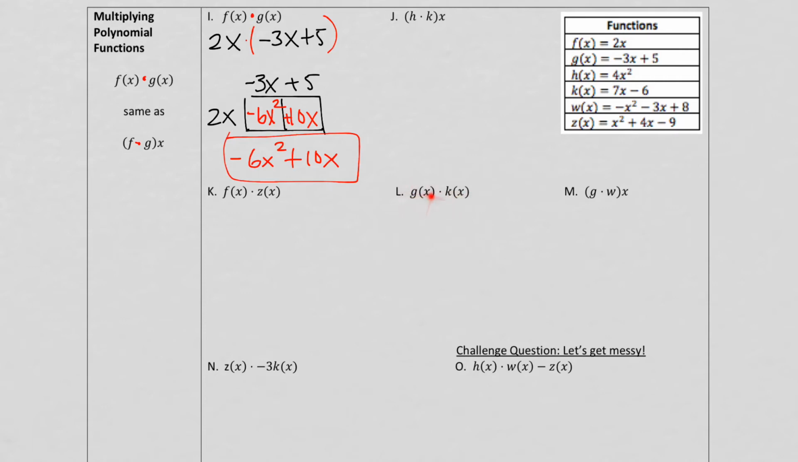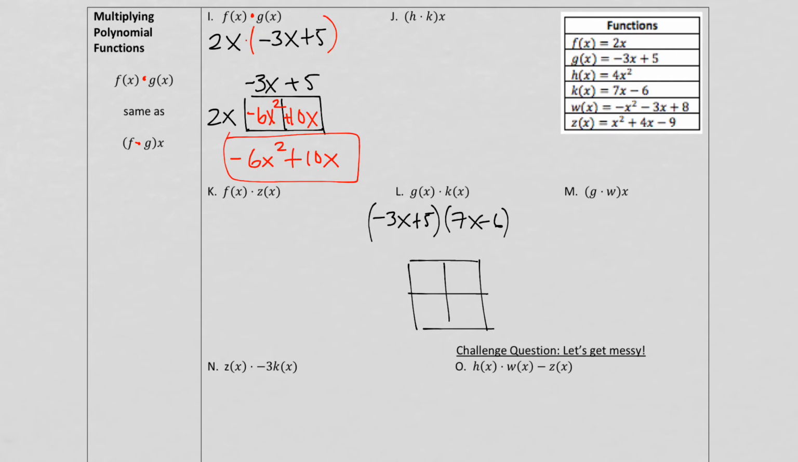So here it says g of x times k of x. So g times k. Again, I'll first look over here in my table and pull those out. So g is minus 3x plus 5, so minus 3x plus 5 times k of x, and k of x here is going to be 7x minus 6. I'll just copy that, 7x minus 6, right there side by side. So notice how it's a little bit bigger than example I. It's a binomial, two terms, times a binomial, two terms. So it's a 2 by 2 box. So I'll make a 2 by 2 box here.